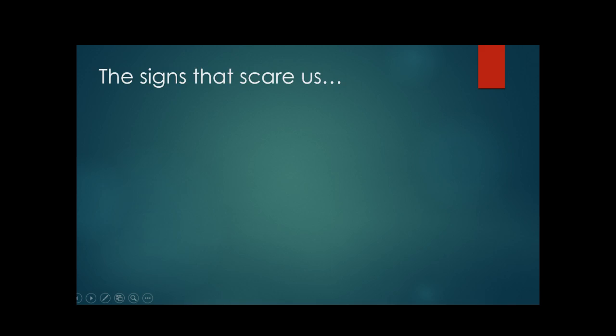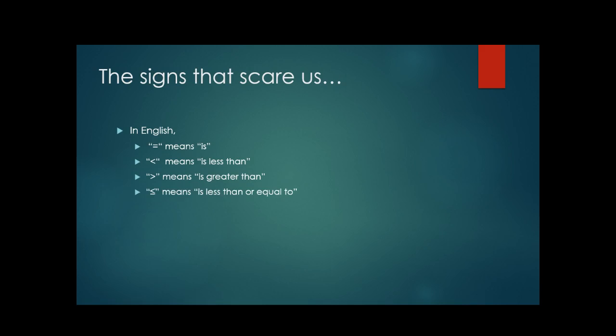When we work with inequalities, sometimes our natural instinct is to fear these new signs because there's so many of them. But just remember that in English, just like the equal sign means is, the less than sign literally means is less than. The greater than sign means is greater than, or less than or equal to, or is greater than or equal to. These are just symbols that represent words we understand.